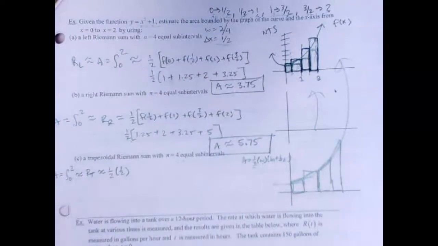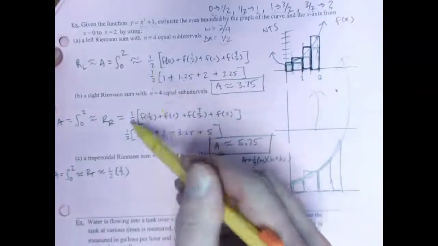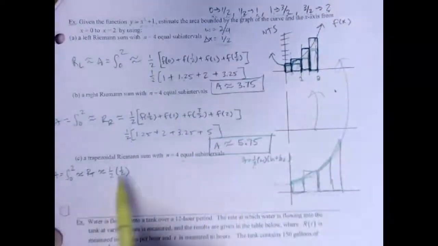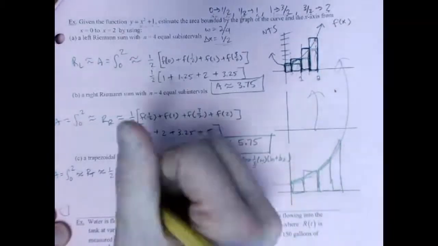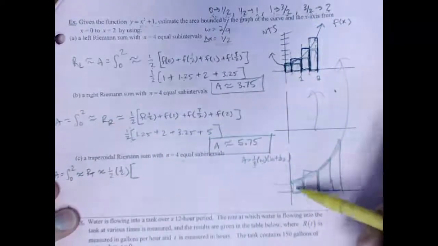Remember, if the total width was 2 and you split it into 4 pieces, then the width of each one would be 1/2. We did that in part A and in part B. So I have the 1/2 from the formula factored out. I have the universal width factored out. Now I need to figure out which y values you're going to use. You'd use this side once.